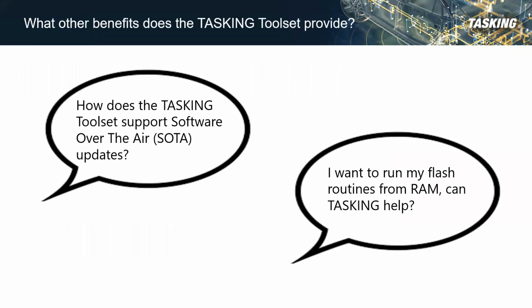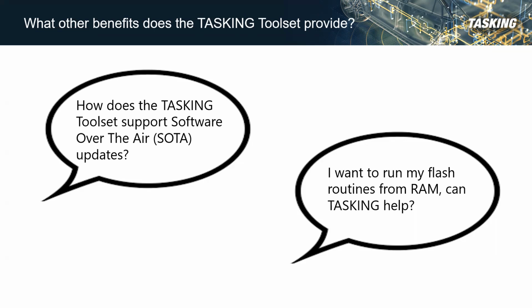And these are the common questions we used to get from our customers, tier one, as well as from the OEM. Whether the tasking tool supports software over-the-air updates. Why? Because most of the vehicle manufacturers nowadays want to fetch downloads and provide updates from a cloud-based server, and they even want to run their flash routines from RAM. Can tasking be of any help?